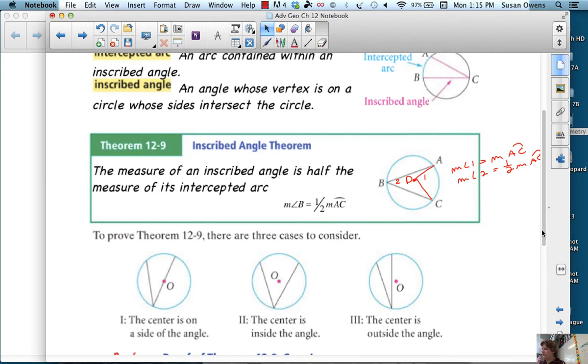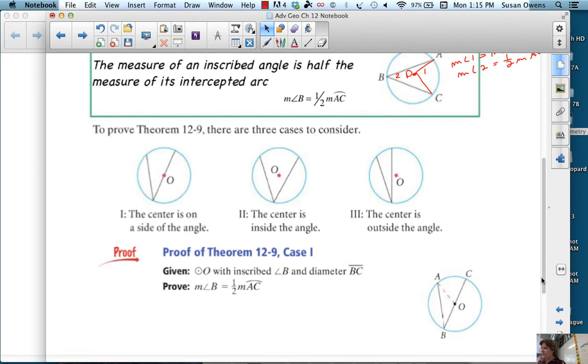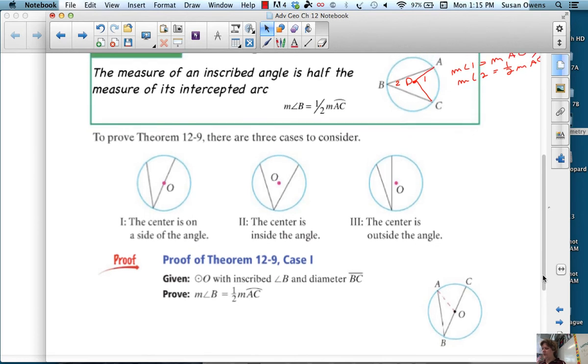In order to prove this theorem, we actually have to have 3 proofs, because there's 3 different versions of this. One in which the center of the circle is on one of the sides of the angle, one in which the center of the circle is inside the angle, and one in which the center of the circle is outside the angle. Okay? And we're going to prove one of these in class. So we're going to prove the one where the center of the circle is on the side of the angle. And you guys are going to do a couple of the other ones for homework. So this is kind of cool, because to prove this theorem we actually have to prove all 3 cases a little differently.